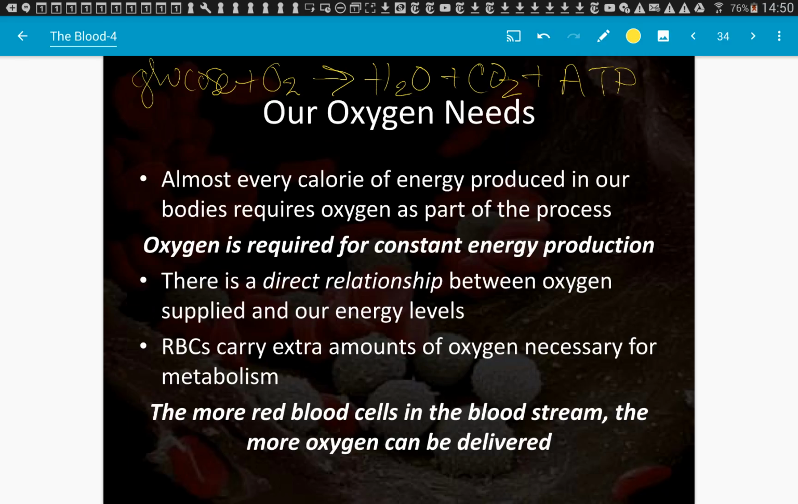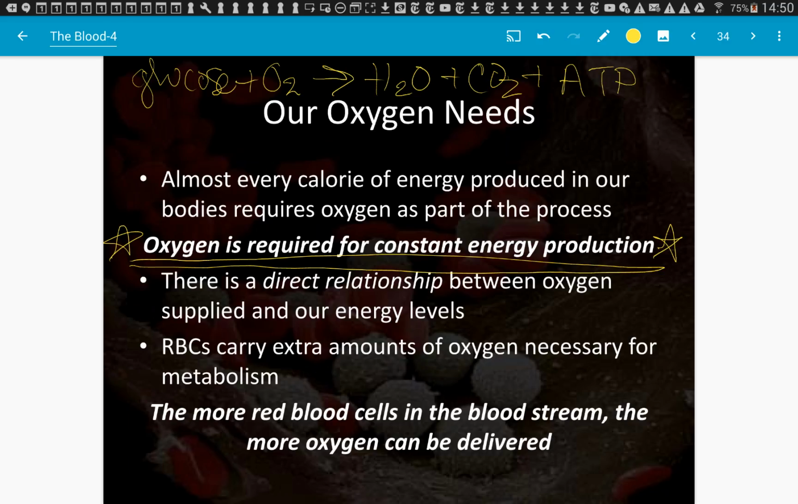So we need to do this. We need oxygen in order to make energy. Okay? And I know you know this. We've talked about it both semesters. We need the oxygen on a constant basis to make energy so that our cells and our body can function properly. So the red blood cells carry the oxygen that we need for metabolism.